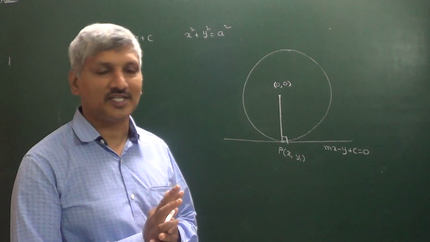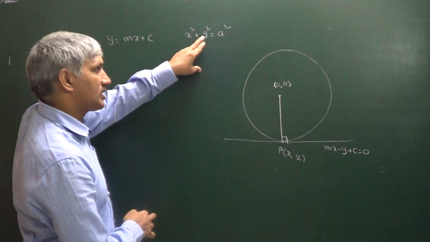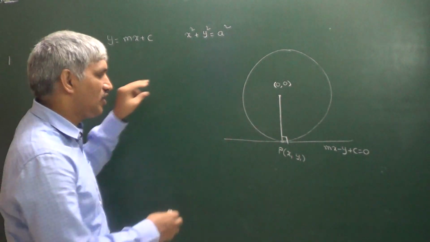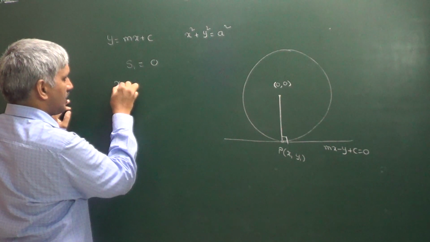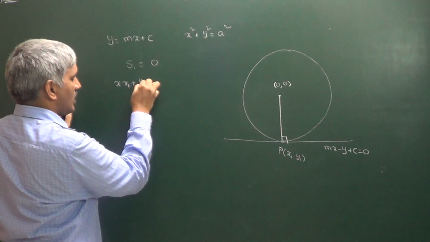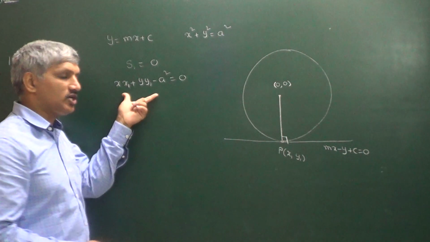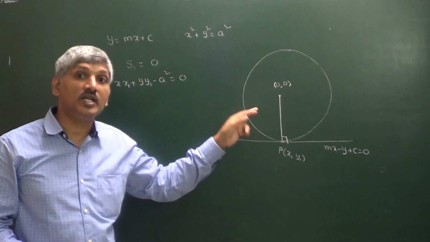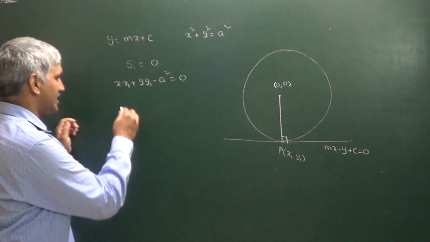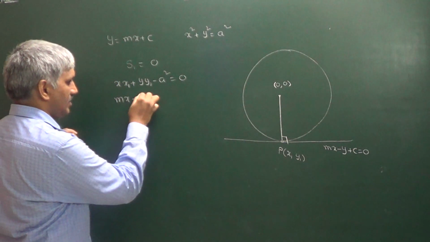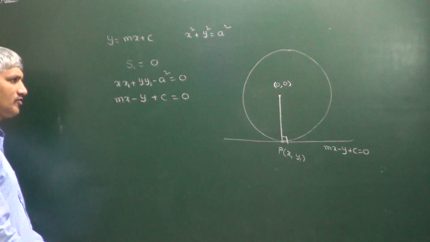The other way of doing the same question is: at a point (x1, y1) on the circle S is equal to 0, the equation of tangent is S1 is equal to 0. That is nothing but x x1 plus y y1 minus a square is equal to 0. That is the equation of tangent to this circle at the point (x1, y1). But the tangent equation is also given as mx minus y plus c is equal to 0.